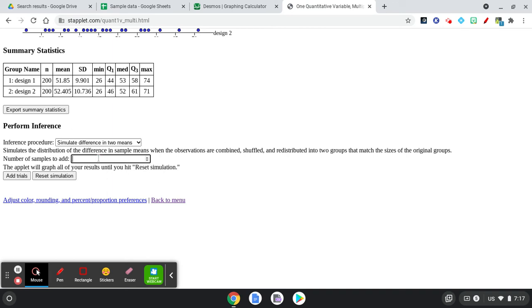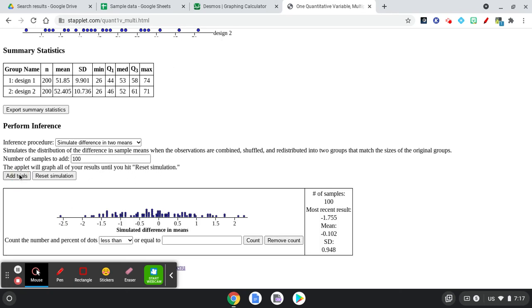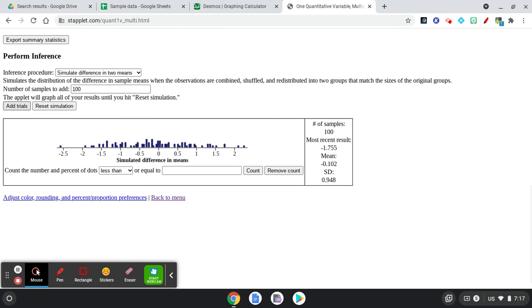Okay, so the next thing I'm going to do then is simulate difference in two means, and I'm going to add, let's say, 100 more samples. I would say anywhere from 100 to 500 is probably good. Add trials.